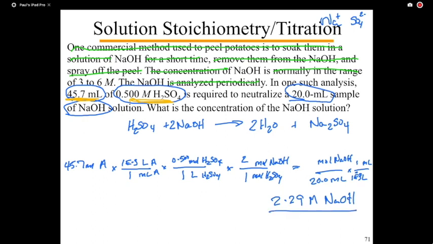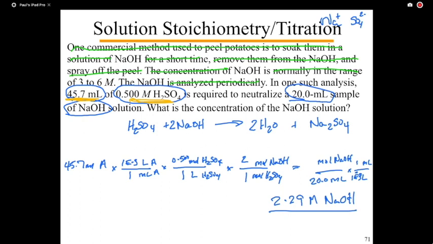Okay, so what does that say? In this analysis, I had a molar concentration of 2.29 sodium hydroxide. Is that concentration useful for this process? Yes or no? What is the concentration of sodium hydroxide needed to be to peel potatoes? 3 to 6. I just analyzed it and said that I'm doing a lot of work, and what's going to happen? No peeled potatoes.